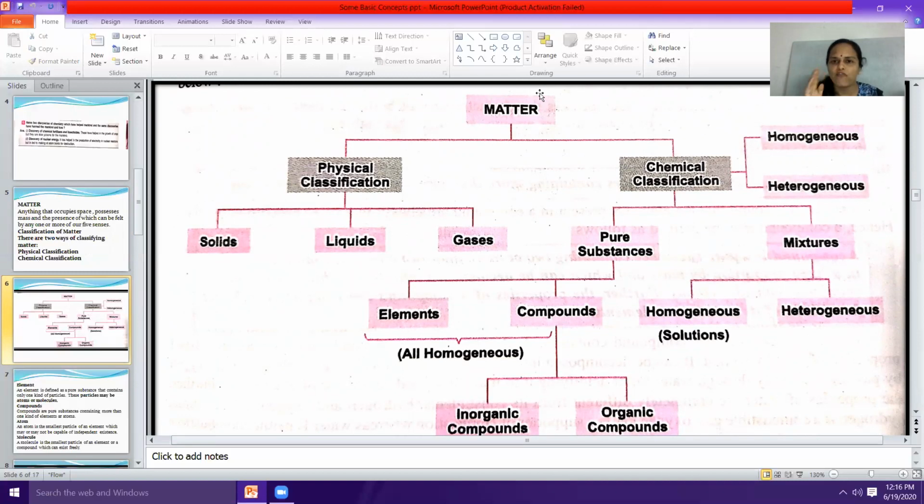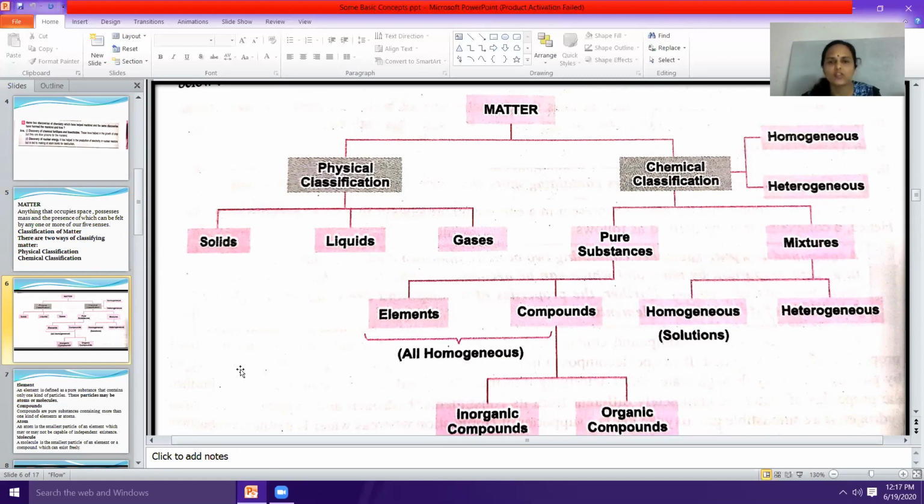Pure substances are further classified into two types, elements and compounds. Elements are further classified into three types: first is metal, second is non-metal, third is metalloids. And compounds are classified into two types, inorganic compounds and organic compounds. Next in chemical classification is mixtures. Mixtures are classified into two types, homogeneous mixtures and heterogeneous mixtures. This flowchart should be there in your mind for the classification of matter.